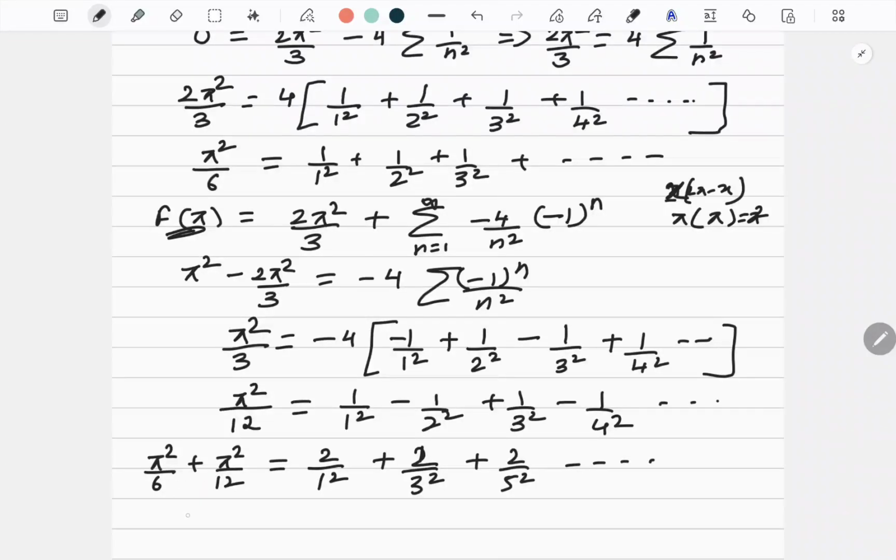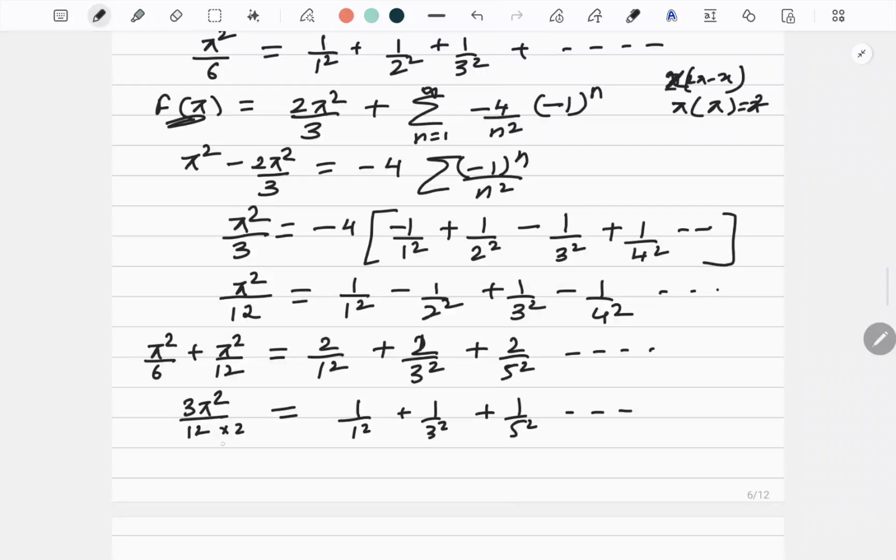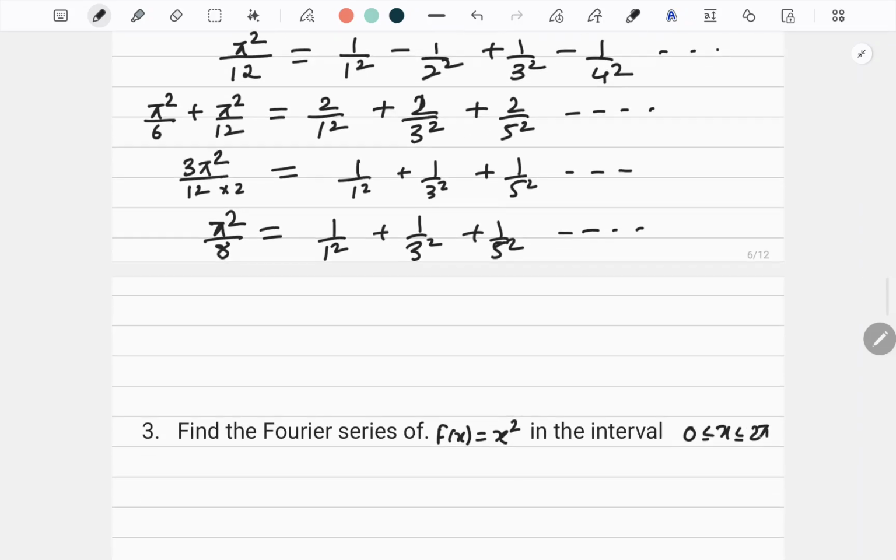Now here it will become 3 pi square by 12, and if this 2 in the numerator I bring it down, this will become 1 by 1 square plus 1 by 3 square plus 1 by 5 square. Now I am happy because I am getting the odd terms which I need. So 3 ones are 3, 3 fours are 12, so pi square by 8 is equal to 1 by 1 square plus 1 by 3 square plus 1 by 5 square and so on. So finally I got my series and my question is done. So questions are lengthy, there is no doubt in that. Okay, so let's move to the next question now.